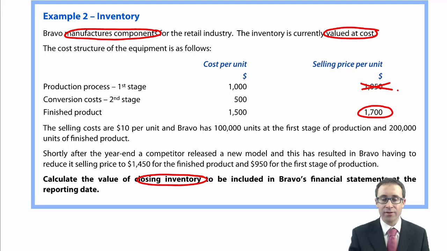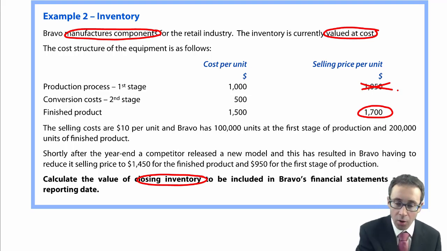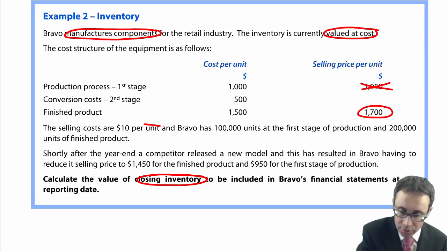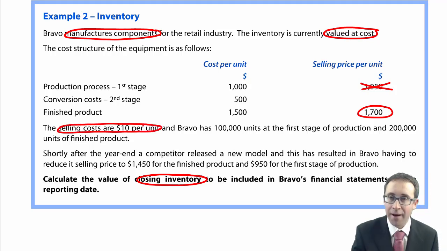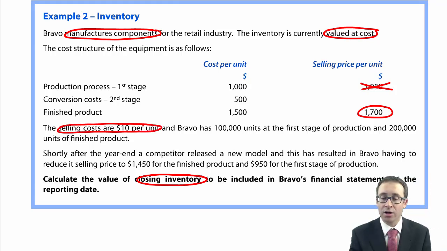However, what we then have to consider now is the additional information, isn't it? And we're told that there are selling costs of £10 per unit. So we need to apply that selling cost of £10 per unit to the selling price, which may now have gone through and changed.